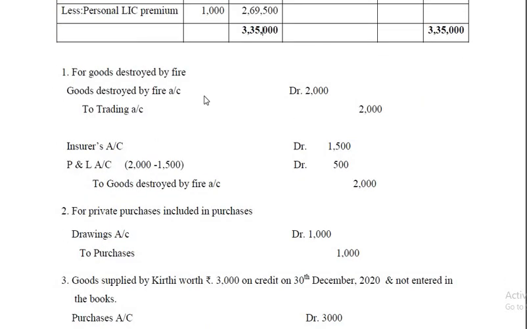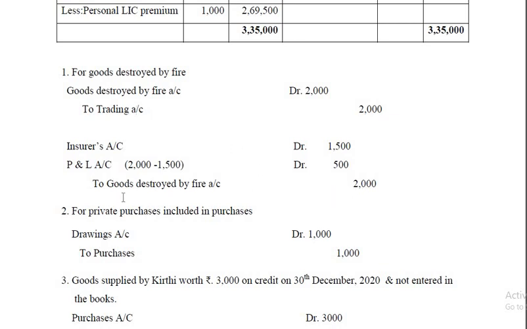Let me once again explain what adjustment entries we are going to pass for treating those adjustments. Goods destroyed by fire. The entry is goods destroyed by fire account debit to trading account 2,000. Then insurance account debit, because 1,500 was admitted by the insurers, and net loss, which is debited to profit and loss account 500, to goods destroyed by fire account 2,000.